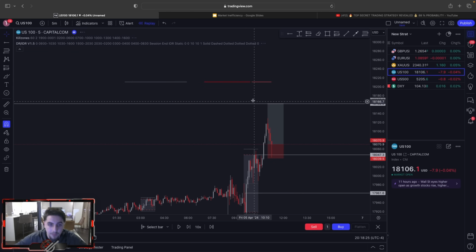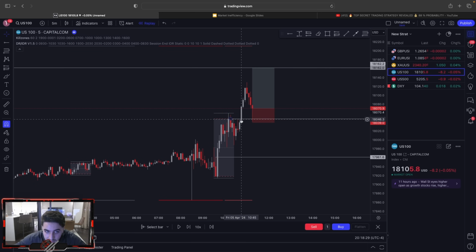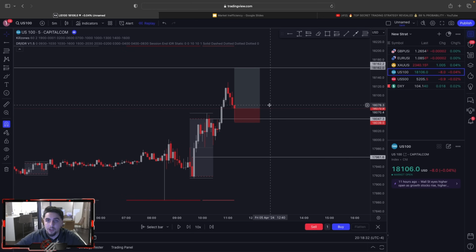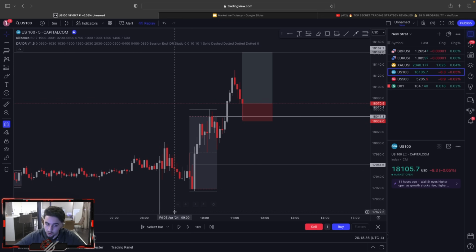So if we go back to the 5 minute, as soon as we got that candle rejection from that level of demand, I market executed, and this is when I sent you guys this trade on the NASDAQ.